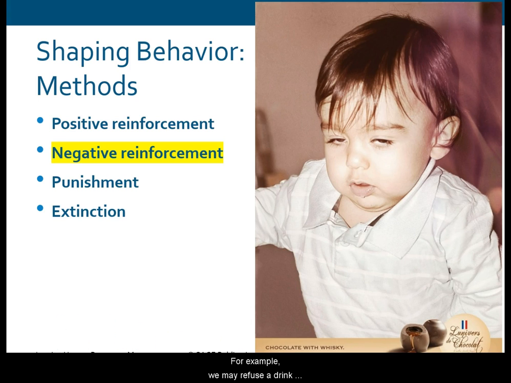For example, we may refuse a drink because we don't want to get drunk. The negative result here, getting drunk, is encouraging us to do the desired behavior, refusing the drink. The difference between punishment and negative reinforcement is that negative reinforcement is used to increase desired behaviors by preventing something negative from happening, and punishment is used to decrease unwanted behaviors in the future by using something negative.